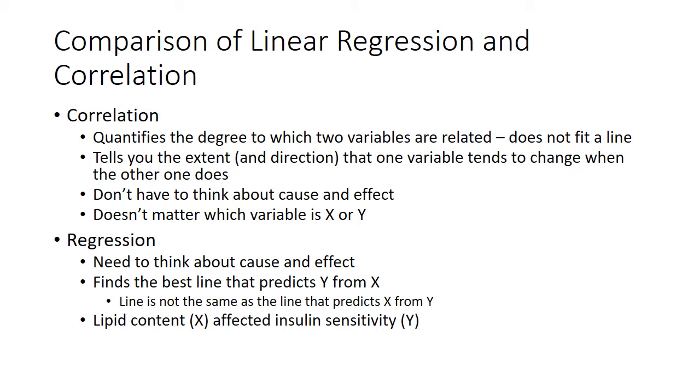Regressions, on the other hand, is when we need to start thinking about cause and effect. And so again, we're looking to find a best line that predicts y from x. So again, this is not the same line that would happen if you were trying to predict x from y in these cases. So we are making our hypothesis that the lipid content x is affecting the insulin sensitivity y. Again, not the other way around. You wouldn't want to flip this and say that the insulin sensitivity is dictating what kind of lipid content. And so a lot of times you have to go back to what your hypotheses are about the actual biological association here. But again, we're thinking more cause and effect rather than just looking for a correlation.